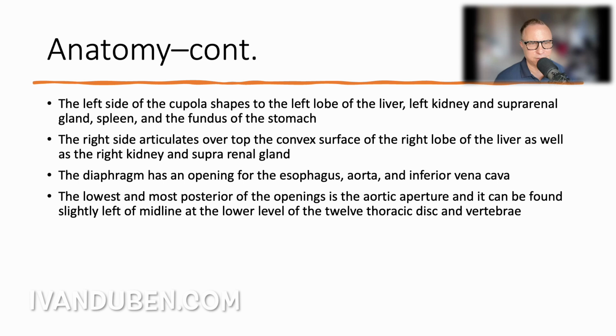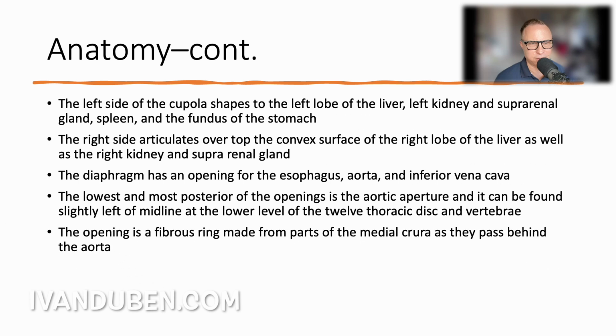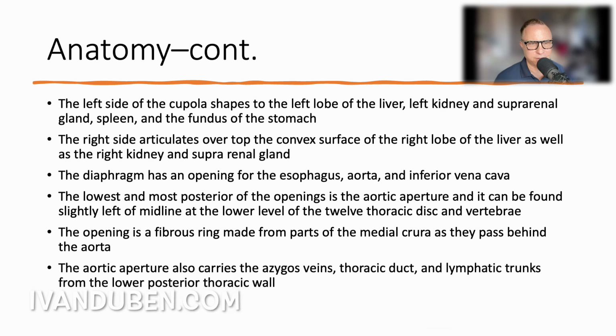The lowest and most posterior of the openings is the aortic aperture, and it can be found slightly left of midline at the lower level of the 12th thoracic vertebra. The opening is a fibrous ring made from parts of the medial crura as they pass behind the aorta. The aortic aperture also carries the azygos vein, thoracic duct, and lymphatic trunks from the lower posterior thoracic wall.